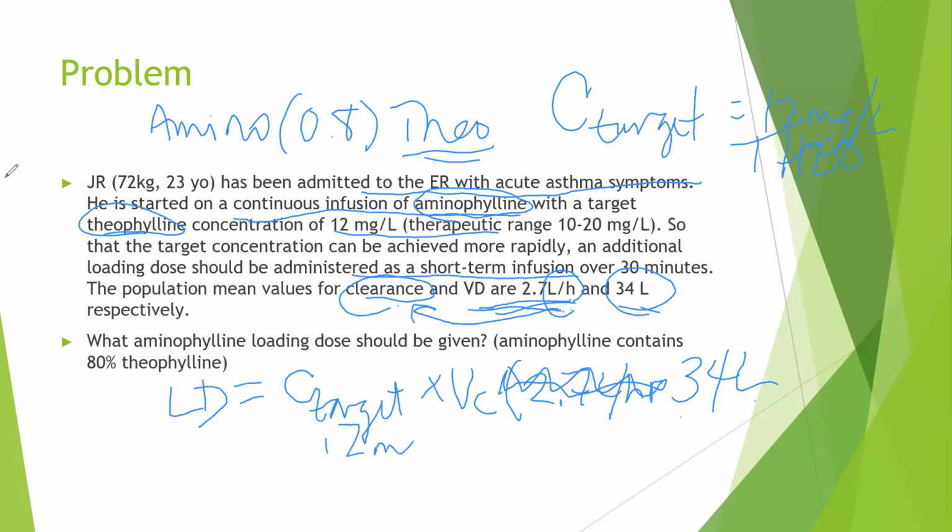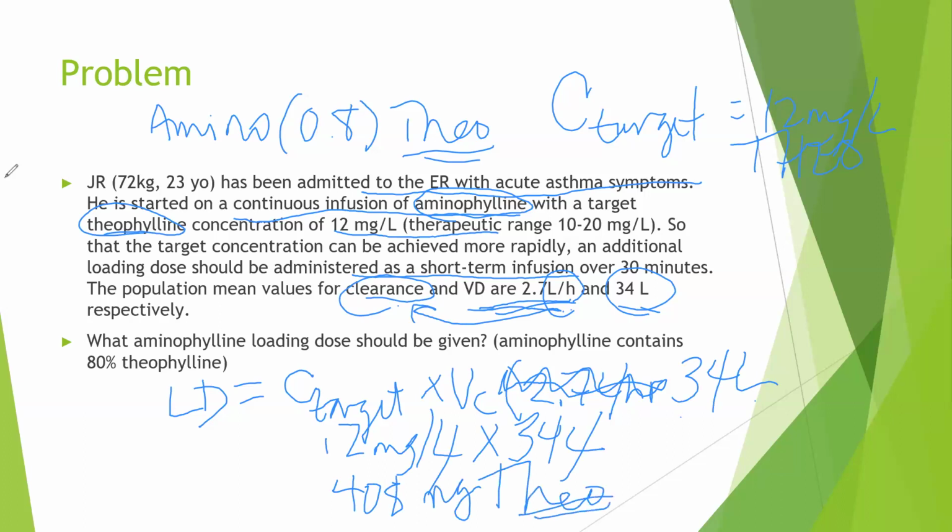12 milligrams per liter times 34 liters. Those liters will cancel. And so 12 times 34 is going to be our loading dose. So our loading dose is 408 milligrams of theophylline. Because this 12 milligrams per liter is in terms of theophylline, right? So this is our loading dose of theophylline.